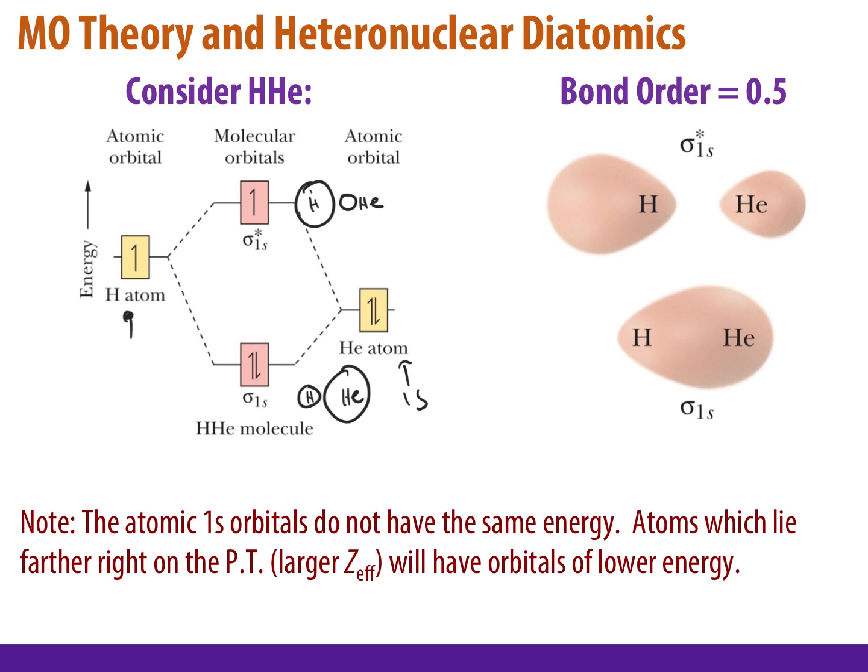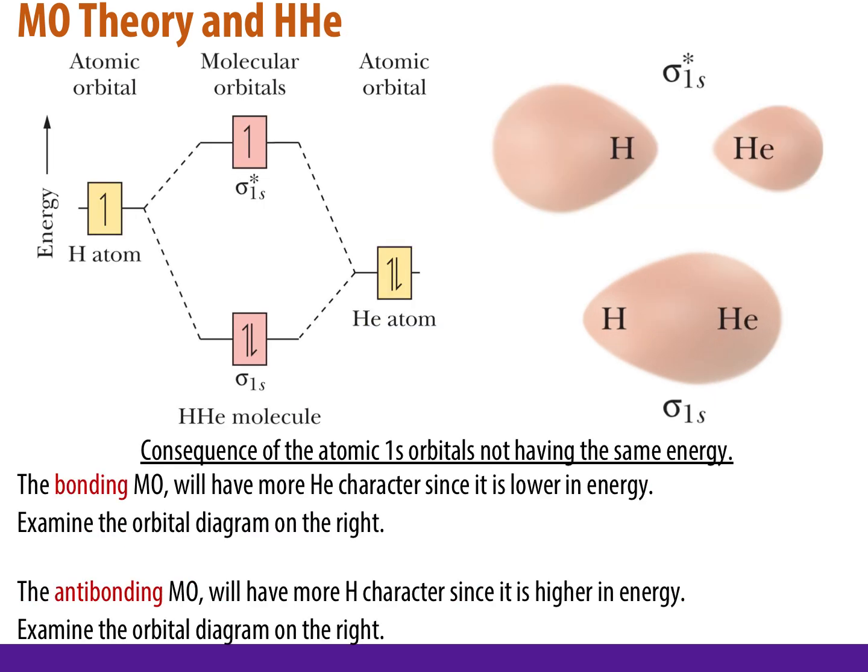What this looks like then, since the electron is spending most of its time near helium, is that helium is going to be partially negative and hydrogen is going to be partially positive in this molecule. So we'll make a nice polar covalent bond. And that just falls right out of molecular orbital theory, this sort of continuum between a pure covalent bond and this nice polar covalent bond. So this is just showing that here. The bonding orbital will have more helium character. The antibonding MO will have more hydrogen character.